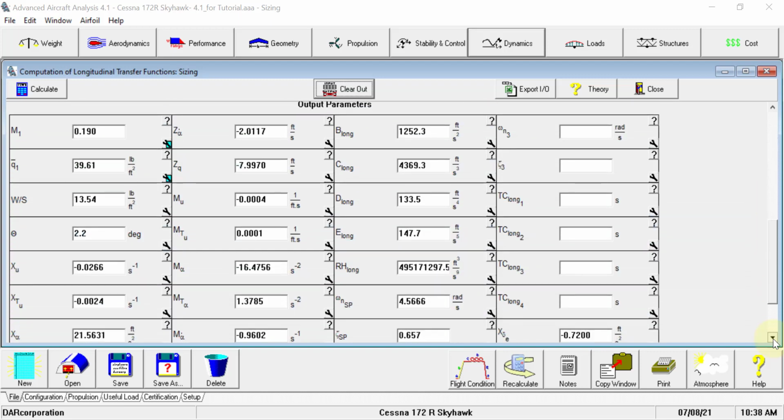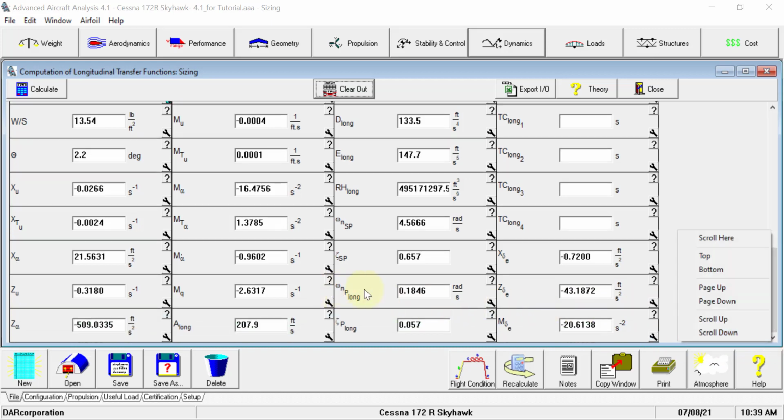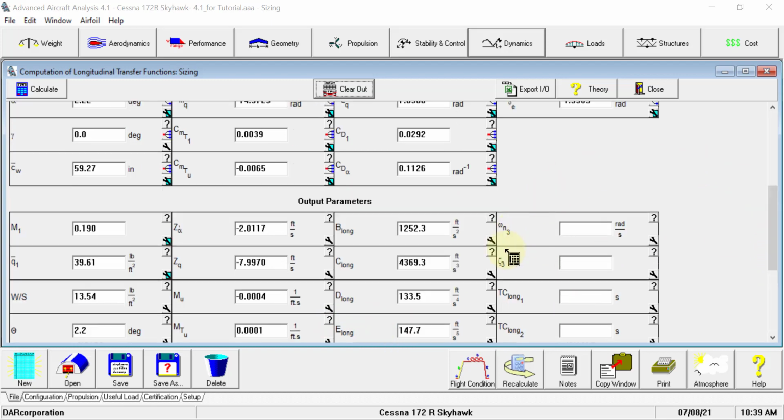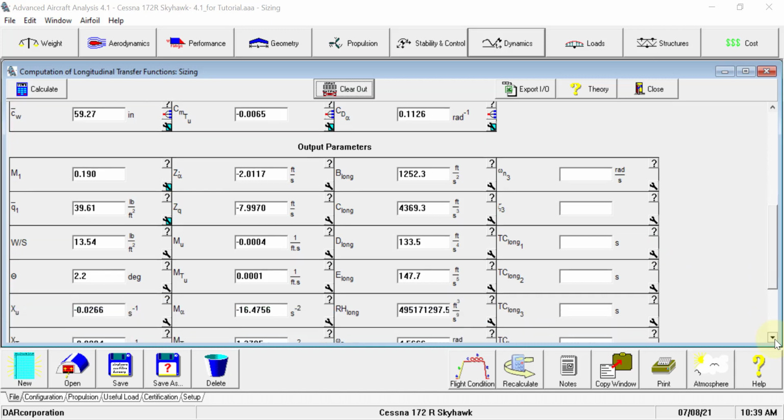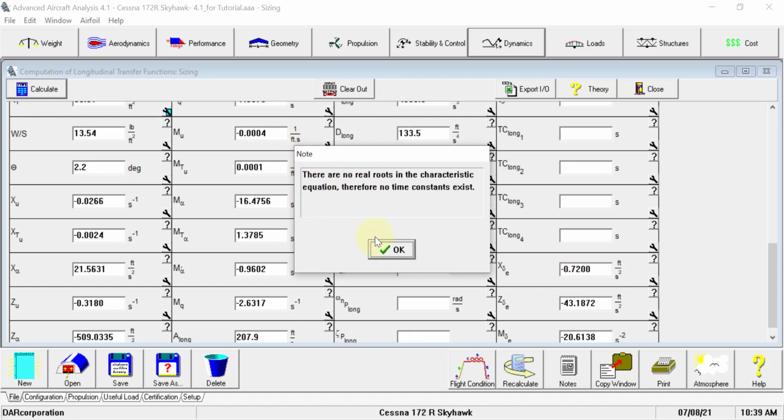And there we see the derivatives that are required to calculate the transfer functions, as well as the coefficients, the short period natural frequency and damping ratio, the phugoid natural frequency and damping ratio, and we see there's a third mode and there's some time constants. The time constants are empty in the case when there's no real roots in the calculation. So if you hit calculate, you'll see also that that note pops up that there are no real roots in the characteristic equation, therefore no time constants exist.